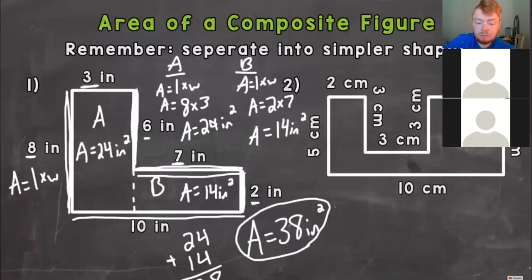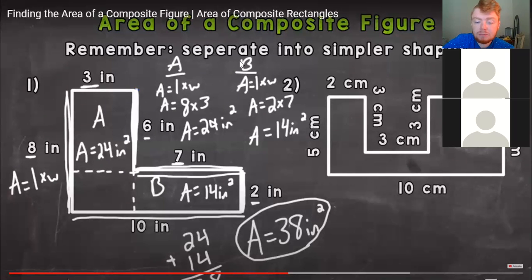So again, we separated into simpler shapes and then found those areas, added them together for the area of the whole composite figure. Now for number 1, we could have cut that this way as well and made a top and a bottom rectangle. So usually there's multiple ways to separate a composite figure. It doesn't matter which way you separate it, but it does matter which dimensions you use for your length and width. So that's something you need to be careful of.